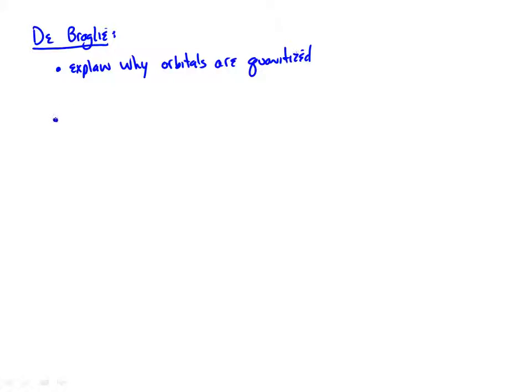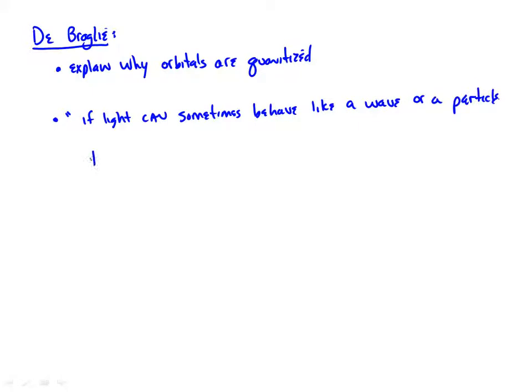And he's kind of famous for making one statement, and I'm going to paraphrase it, but basically what he said is that if light can sometimes behave like a wave or a particle, then why can't an electron behave like a particle or a wave?